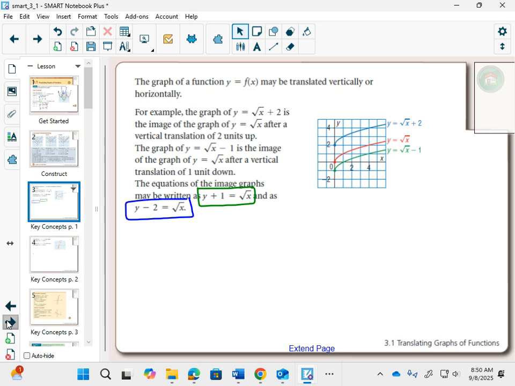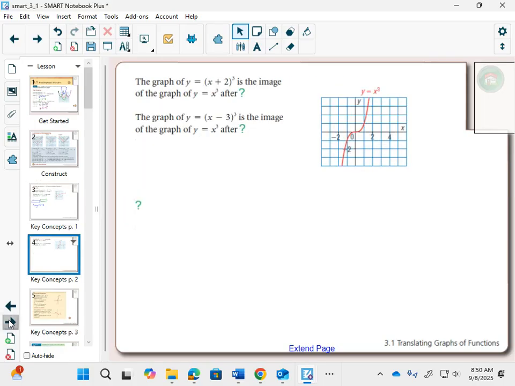So personally, if I had this, I would probably go, oh, I'll just switch this to look like this. Then my brain says it's outside the function. I see the plus 2. It's going to move it up 2 units. But the questions could appear rearranged, so you just have to be prepared for that.